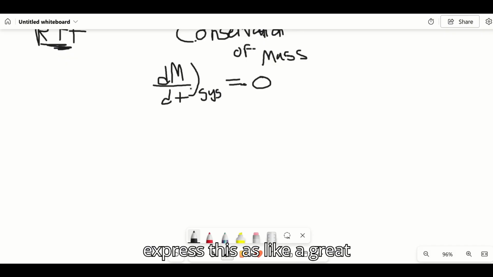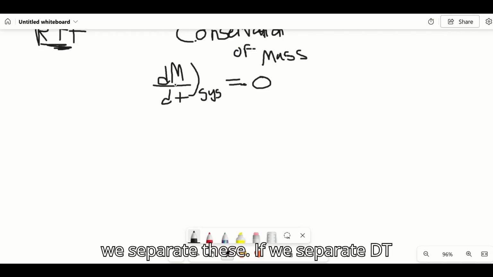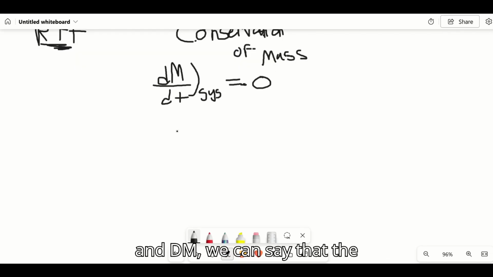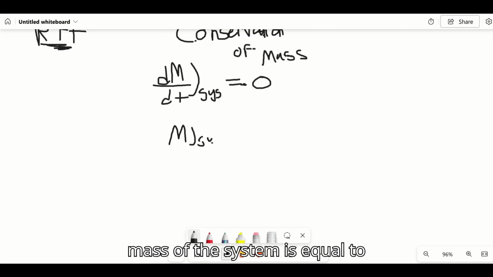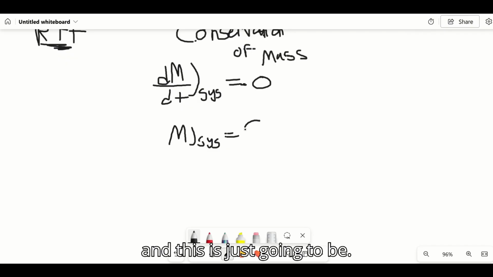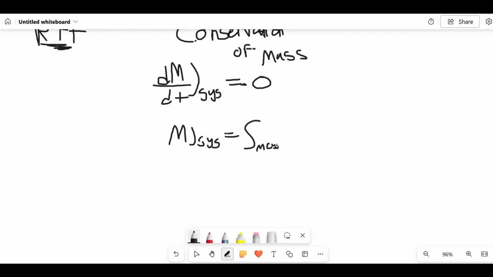So we're going to start there, and now what we're going to do is express this as a rate. Well, it's best as a rate here, sorry. So when we have this dm over dt, if we separate dt and dm, we can say that the mass of a system is equal to, and this is just going to be our mass of the system, dm.